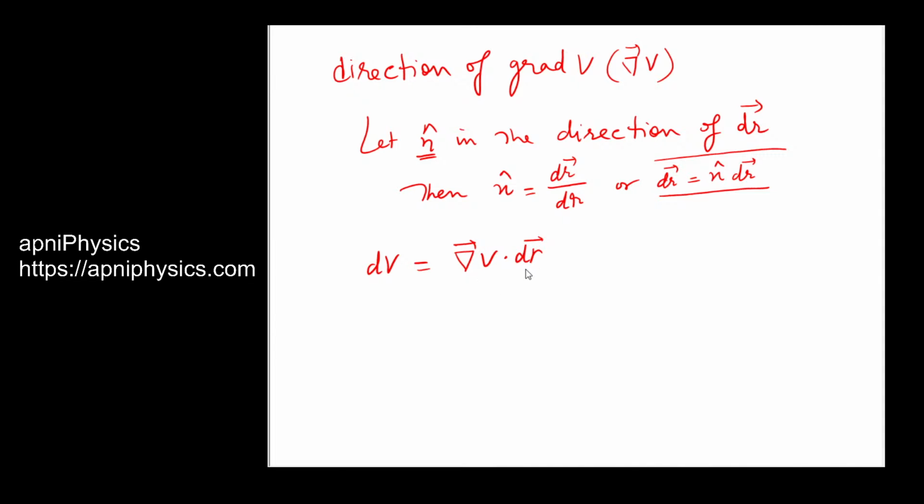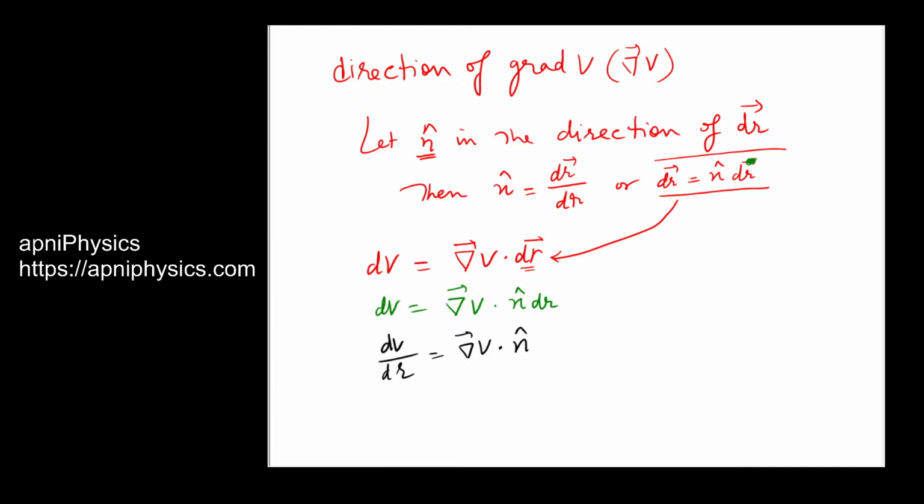Now we have to put this value of dr from this equation. So it becomes dV is equal to del operator V, that is basically the gradient of V, dot dr, which is equal to unit vector n and simply dr. Here, by mistake I drew an arrow, there is no arrow here, so unit vector n and dr. By this way you can write it, and after simplification it becomes dV upon dr is equal to del operator V dot unit vector n.